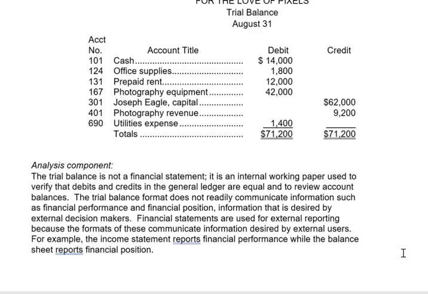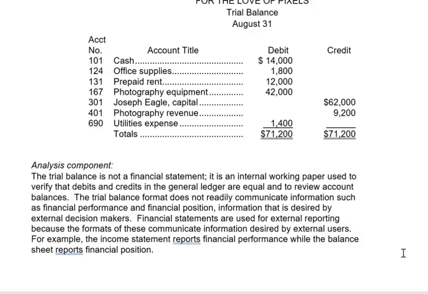So if you looked at your trial balance and for some reason office supplies, instead of having a debit of 1,800, had a credit, you'd be able to recognize that, well, that's not right because office supplies is an asset and it shouldn't have a credit balance. You can't have a credit of office supplies. So that's when you go and look at your entries to make sure that everything is correct and where the problem happened. Hope this helps.